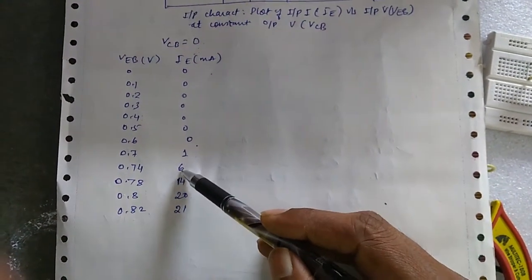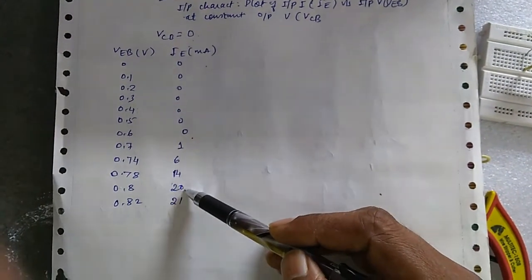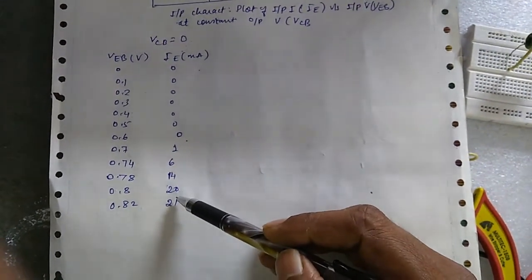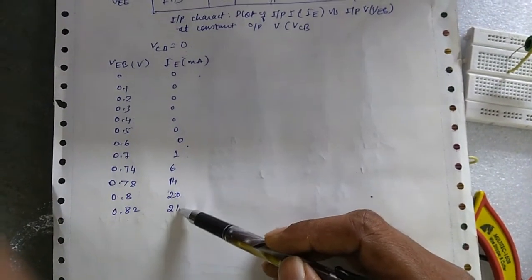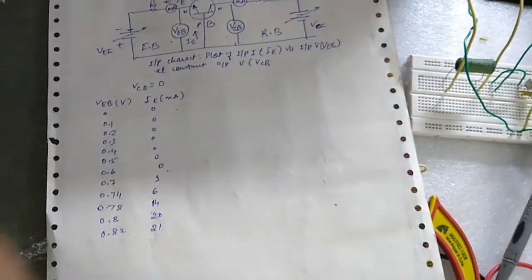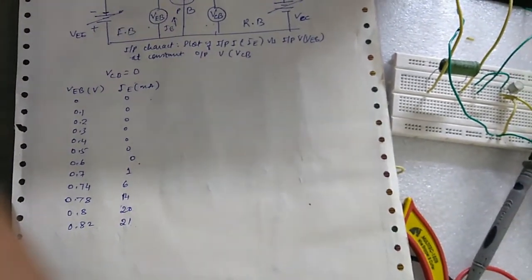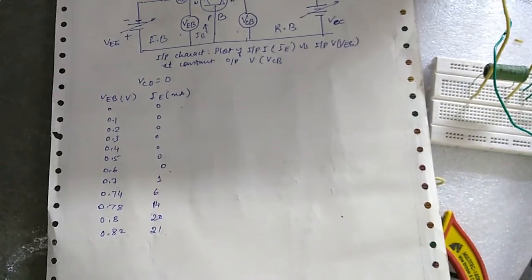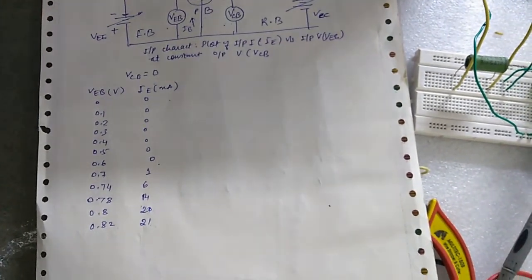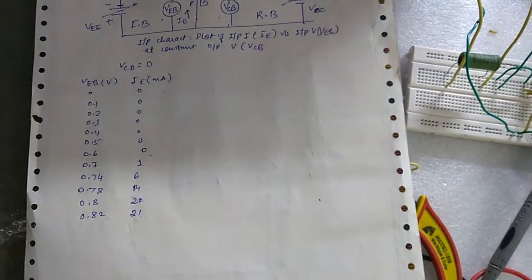Then it is 1 milliamp. At 0.74 it is 6 milliamps, 0.78 it is 14 milliamps, 0.8 it is 20 milliamps, and 0.82 it is 21 milliamps. And now we can plot the observation table, but let us again take some other values for VCB, say, reverse bias voltage we will increase to, say, 5 volts.